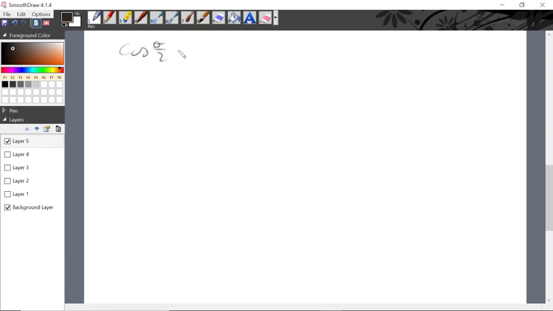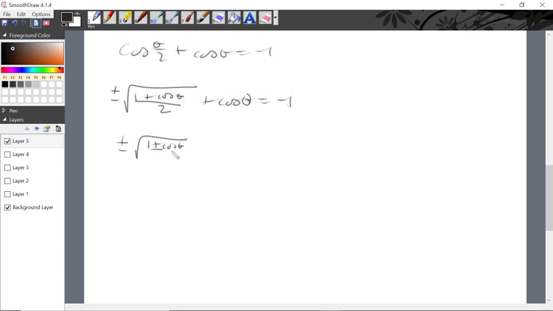Cosine theta over 2 plus cosine theta equals -1. Replace cosine theta over 2 with plus or minus the square root of (1 plus cosine theta) over 2, and then plus cosine theta is equal to -1. Okay. Well, we could isolate the square root by moving this to the other side.